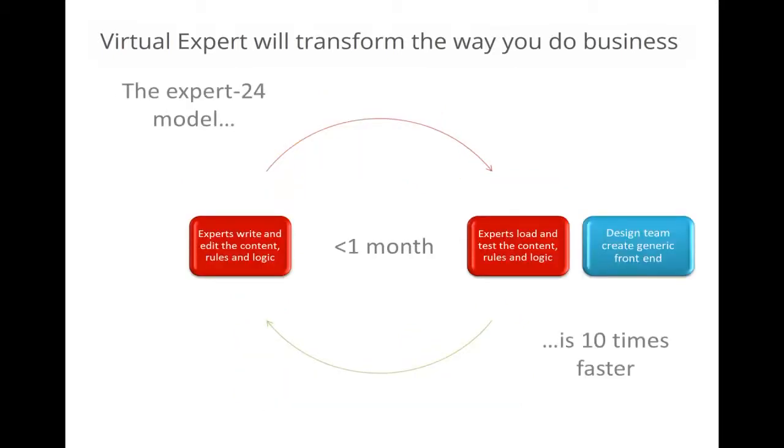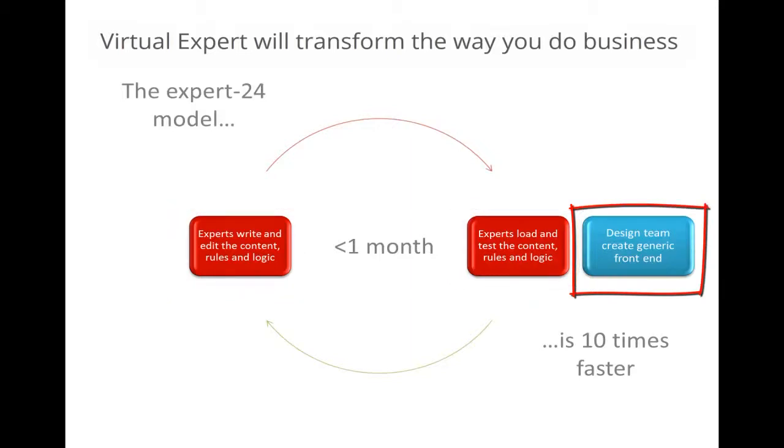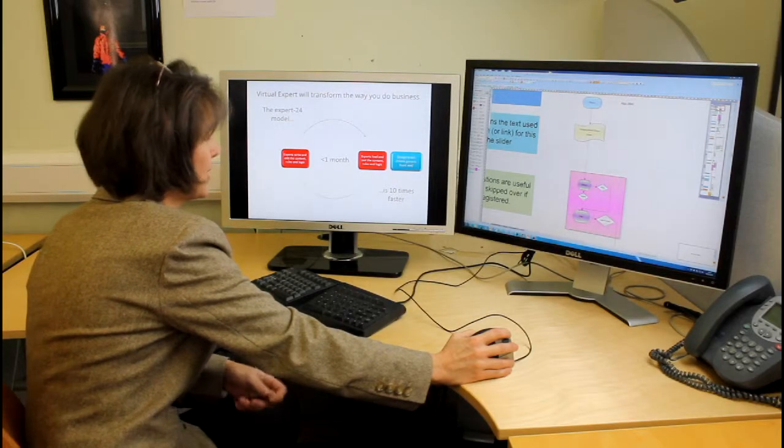With the Expert-24 system, we make that about 10 times faster because we actually put the experts who understand the content and the logic and how it's supposed to work into the driver's seat. They can now write and edit the content, rules, and logic. They can load it, they can test it, they can change it, and when they're happy with it, it goes into the design. At the same time, the design team is creating a generic front end that it runs in. And this makes the system about 10 times faster in our experience with multiple clients over the years.